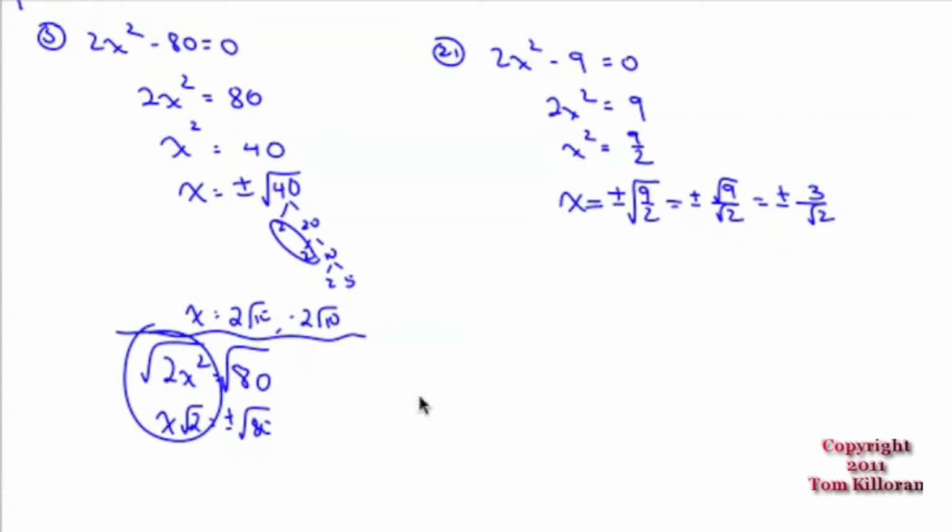Then to rationalize it, because you can't have a square root at the bottom, you multiply top and bottom by the square root of 2. And when you do, you get down to the answer of x equals plus or minus 3 square roots of 2 over 2.